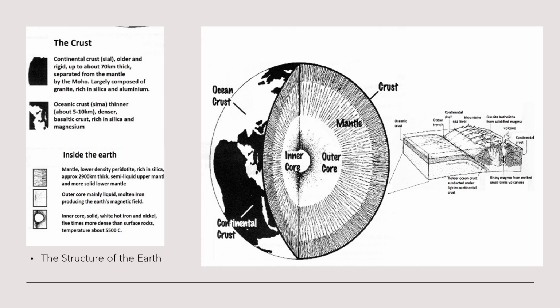Underneath this exists a partially molten layer that is capable of slow flow. This zone is known as the asthenosphere, at around 5,000 degrees Celsius. The core is composed of two layers. The inner core is very dense solid iron and nickel, while the outer core is mainly liquid iron, 5,500 degrees Celsius, and is believed to generate the Earth's magnetic field.